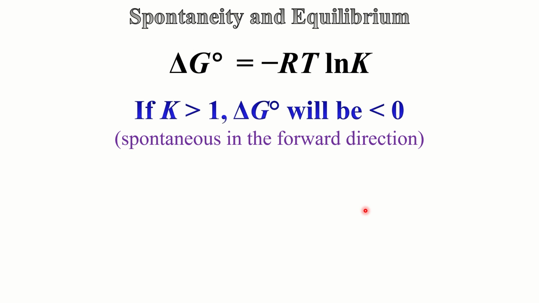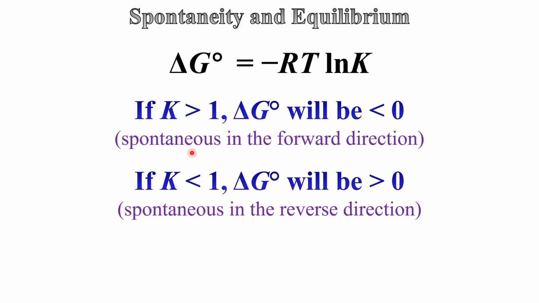First, if K is greater than 1, delta G naught will be less than 0. How do I know this? Well, if you plug a value greater than 1 into a natural log, you will always get a positive answer. So you've got a positive value, a positive value, a positive value, and then a negative. So you're always going to get a negative outcome here, which means delta G naught will be negative. This tells you that the reaction is spontaneous in the forward direction. And this makes sense, right? K is greater than 1. What did we learn about equilibrium constants? If K is greater than 1, that tells us the forward reaction is favored. The products are favored.